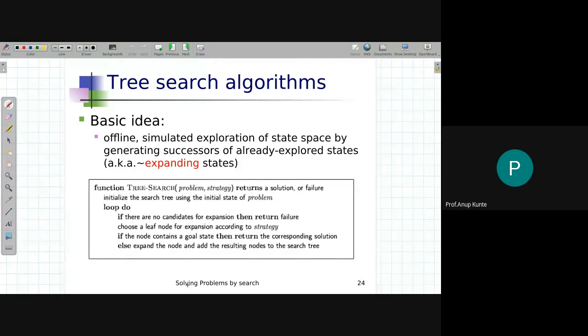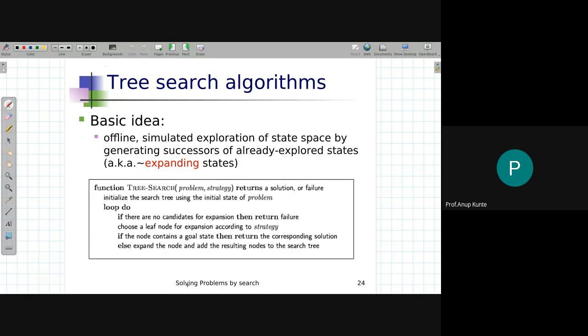This was there yesterday as well. So solution will be the action sequence, and failure means there is no action sequence taking you from initial state to the goal state. Now, we initialize the search tree using the initial state of the problem. Then there is a continuous loop. If there is no candidate for expansion, then we'll return a failure. That means if we can't expand a particular node further, and till this moment we haven't got the goal node, then we will stop the search algorithm and we'll return a failure. This is what this first line does.